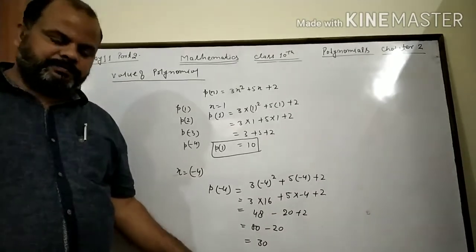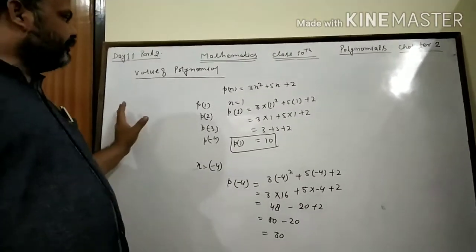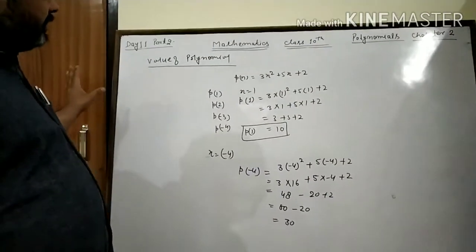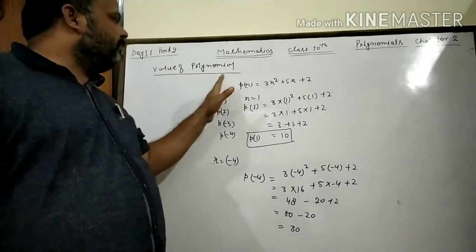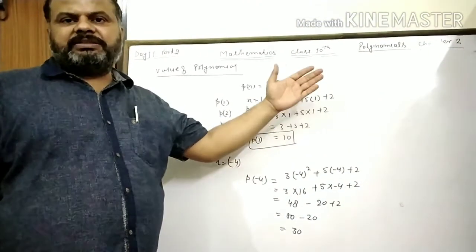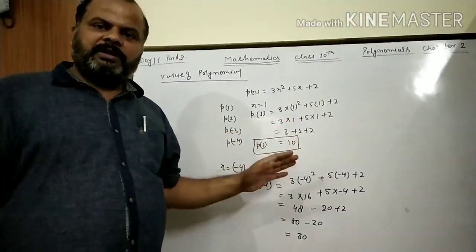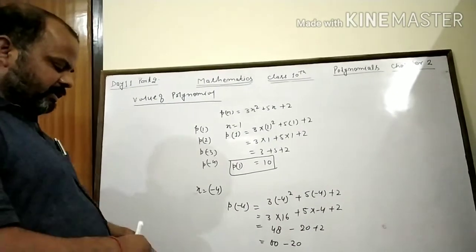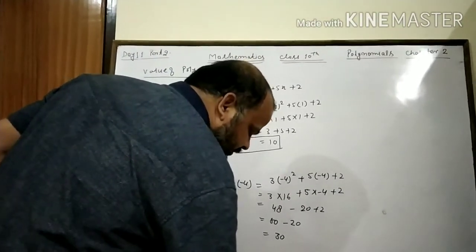Is that clear? Then if you want to define the value of the polynomial, in any polynomial, if you put any particular value, then what you get as the value of this polynomial is called the value of the polynomial. Okay? Okay, thank you.